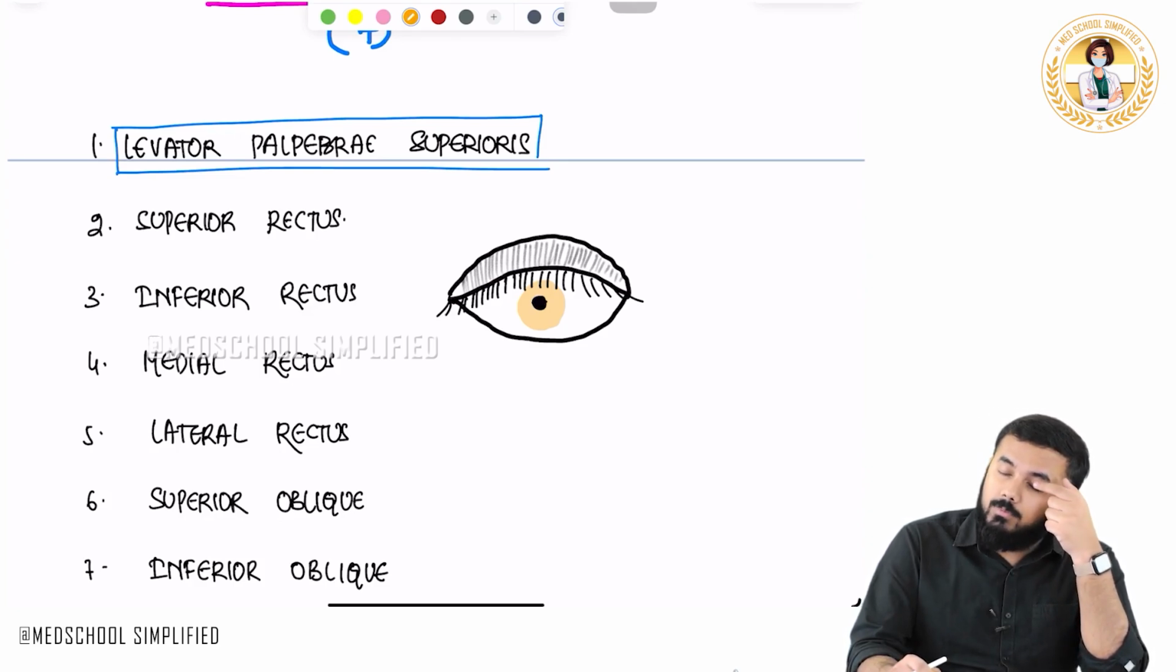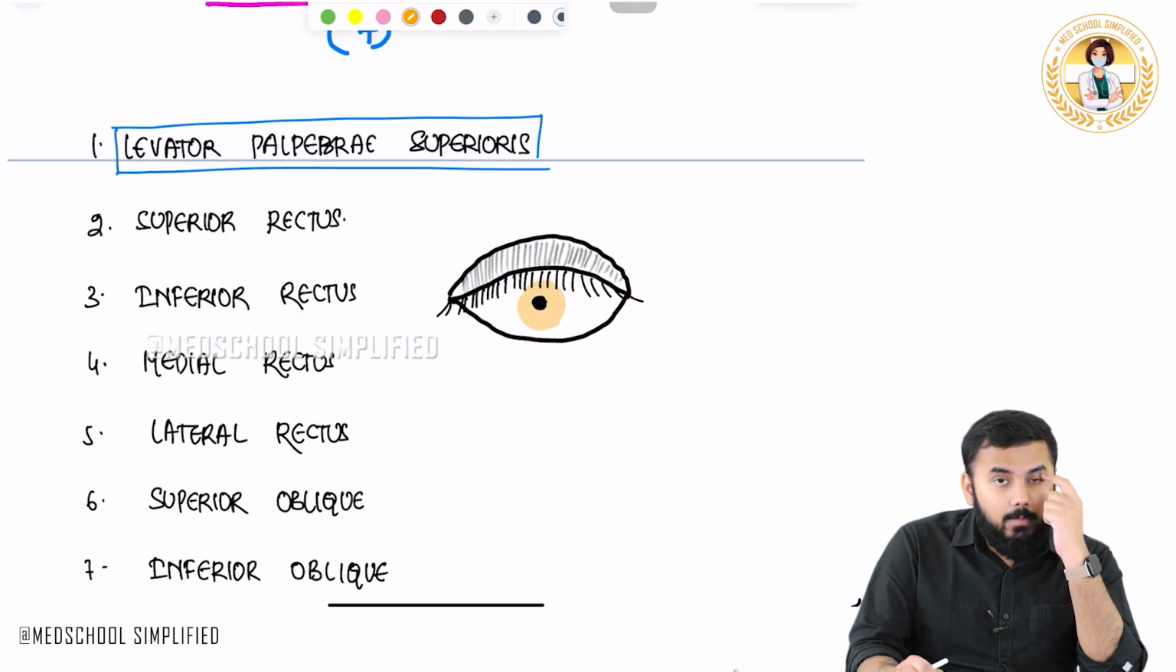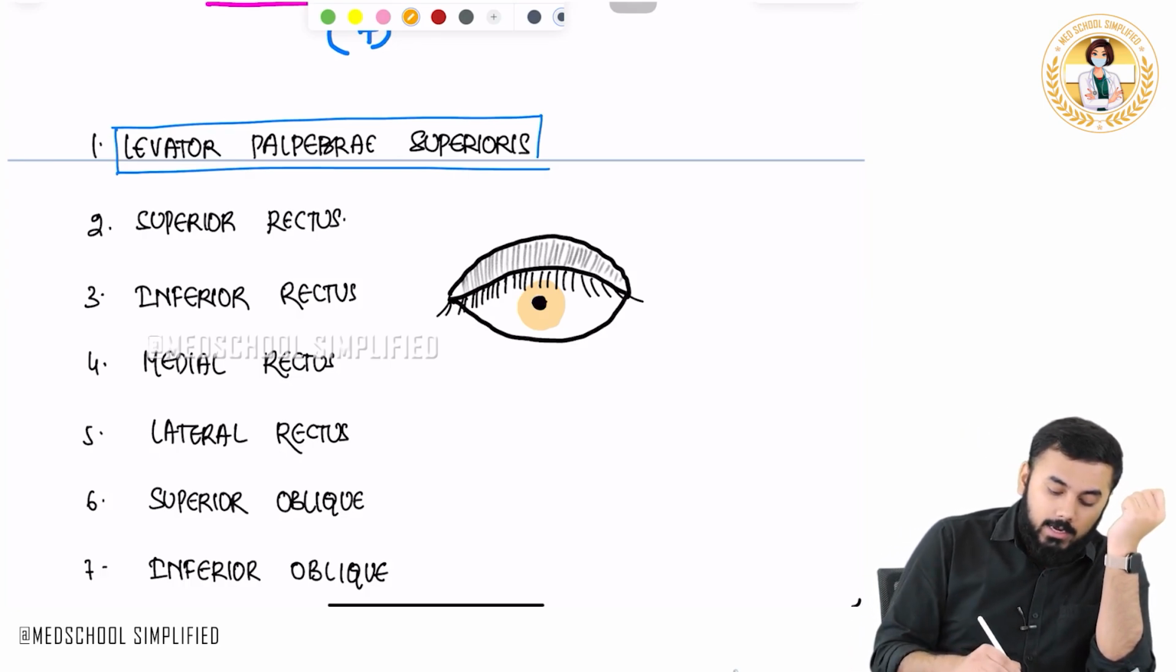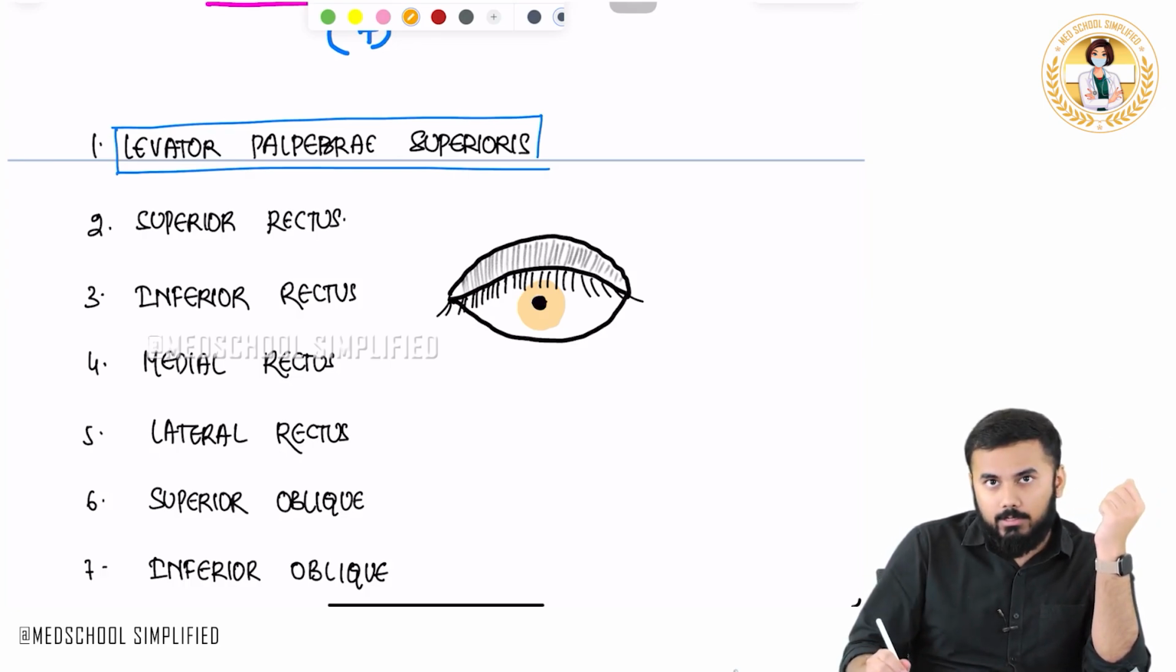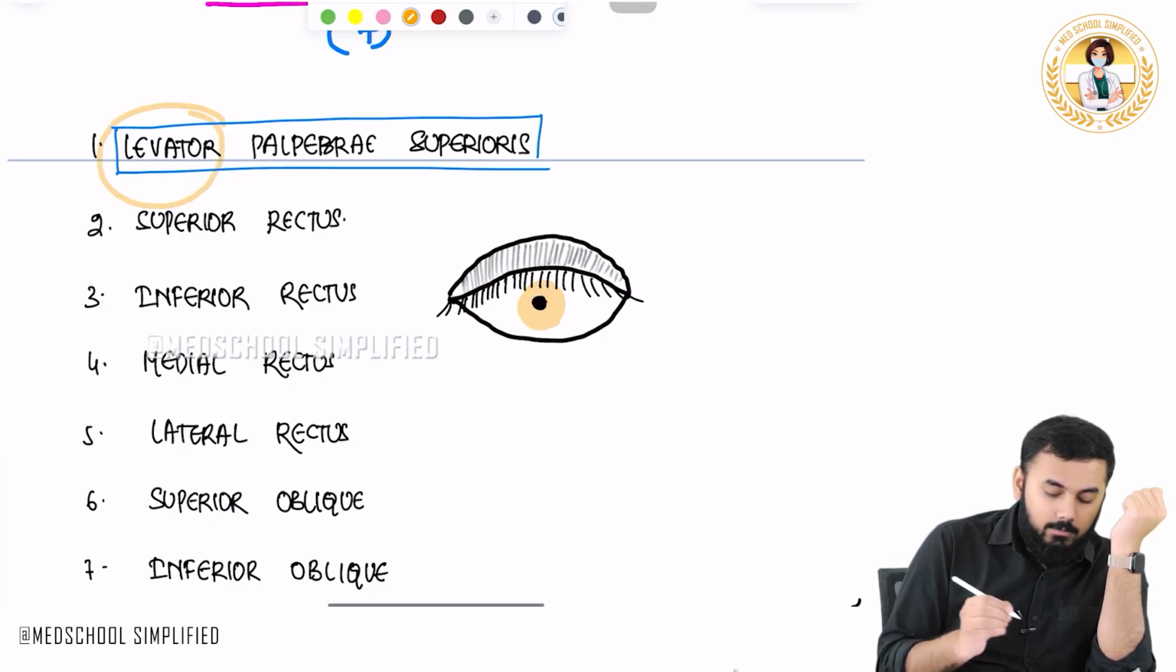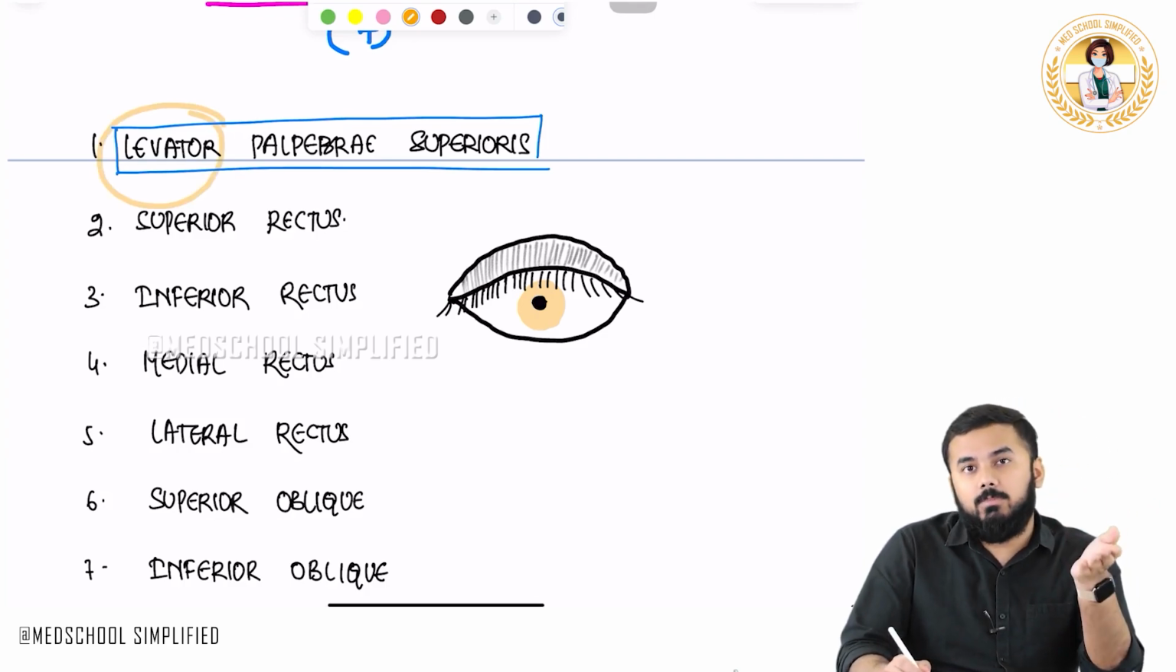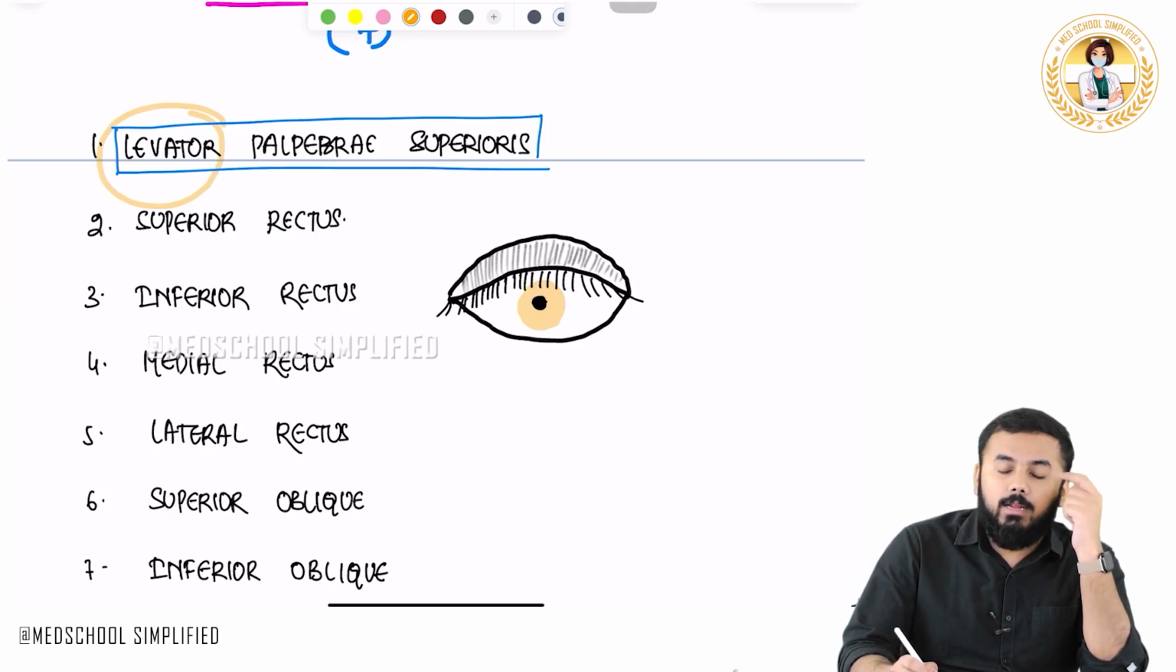Now when I contract this muscle, what is happening? My upper eyelid is elevating like this, right? This eyelid is called the superior palpebra and the eyelid located below is called the inferior palpebra. On the superior palpebra you have a muscle called levator palpebrae superioris. Why do we call it levator? Because the action is levation. Levation means elevation. If this muscle contracts, then my eyes will open like this, the upper eyelid opening up.